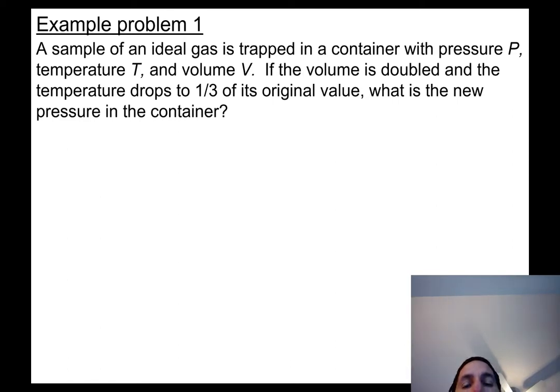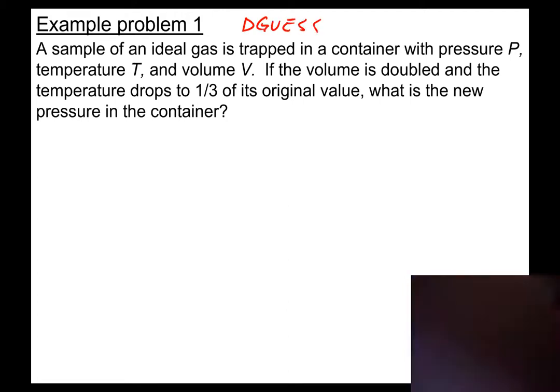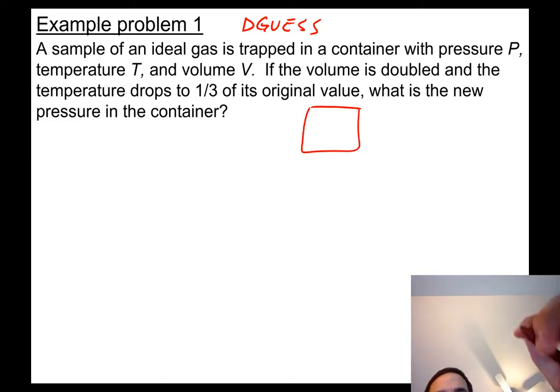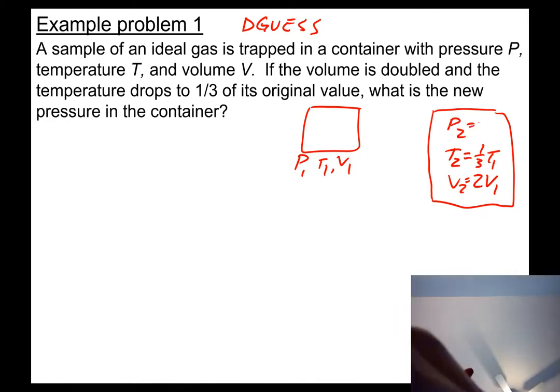And so this is where it's really helpful, as always, to use DGAS. Okay, and in the drawing here, we can just quickly say that this is the initial. So we have P1, T1, V1. Then the volume is doubled, so I'm not going to draw it to scale, but over here we have V2 equals 2V1. And the temperature, T2, is 1/3 T1. Okay? And the question is, what does P2 equal?